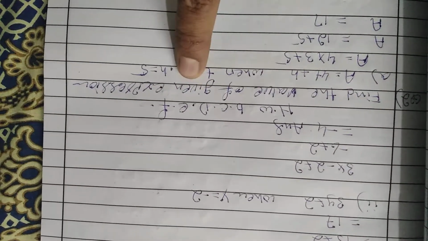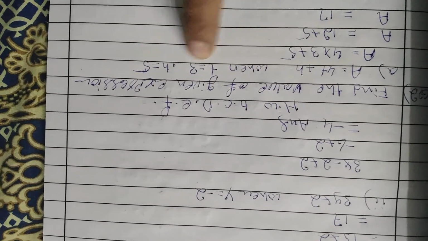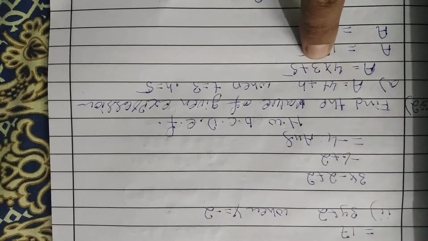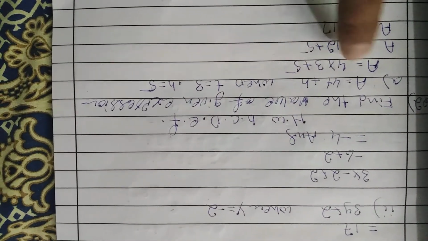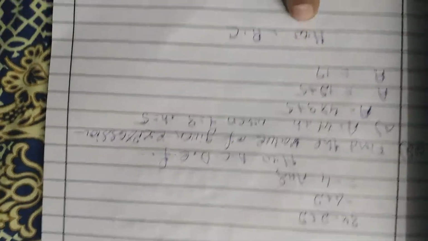Find the value of the given expression. A is equal to 4t plus h when t is equal to 3, h is equal to 5. Instead of t, we put 3, instead of h, we put 5. 4 threes are 12 plus 5. 12 plus 5 is equal to 17.